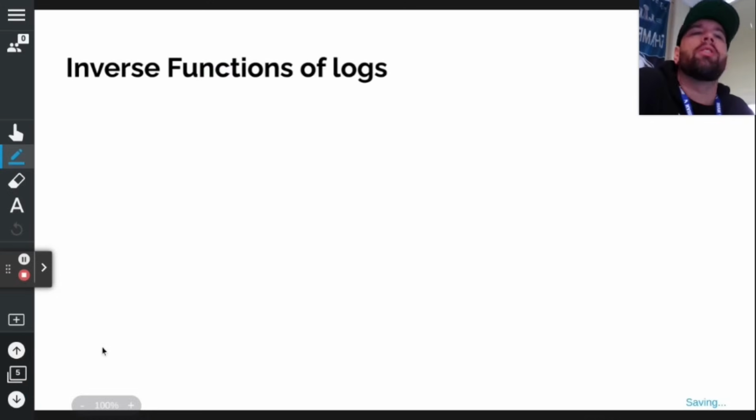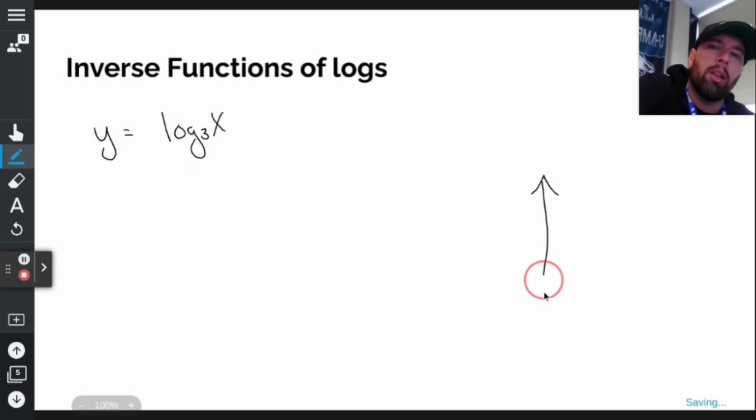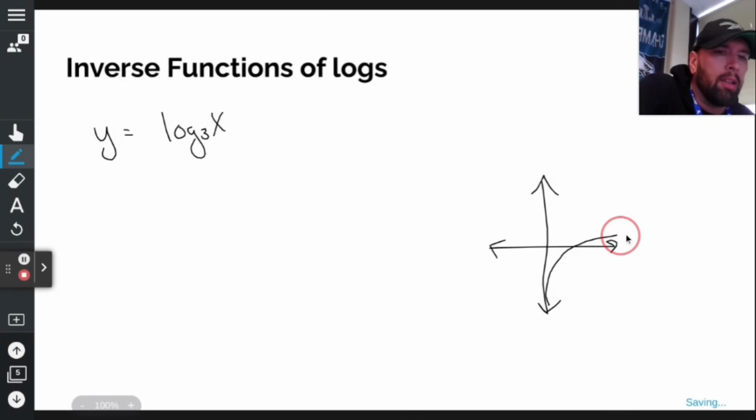Inverse functions of logs. I brought this up accidentally, but if I were to give you y equals log base 3 of x, we know what that looks like. As gross as it looks, it's going to look something like this.